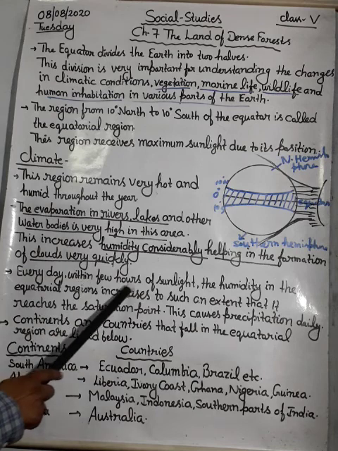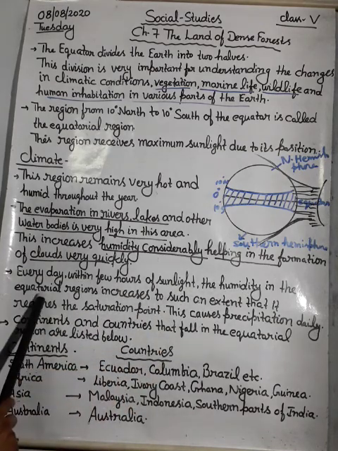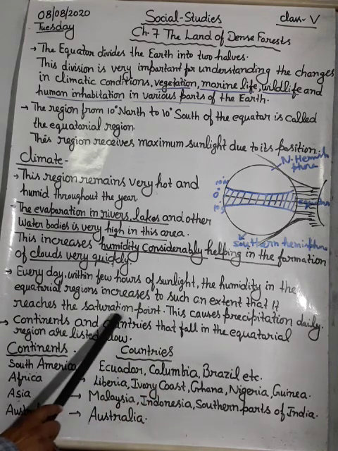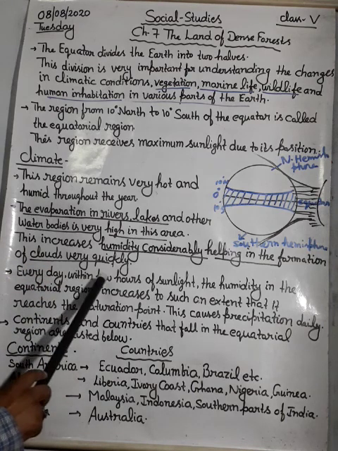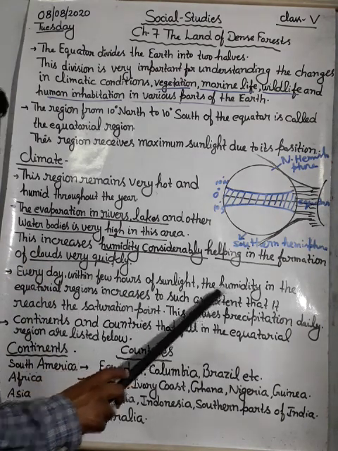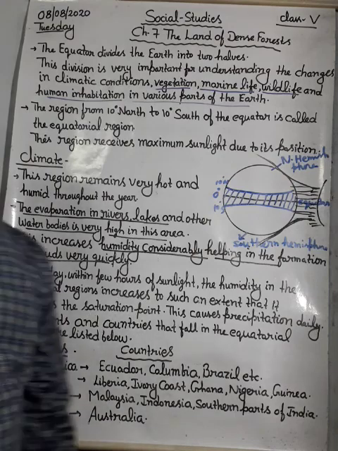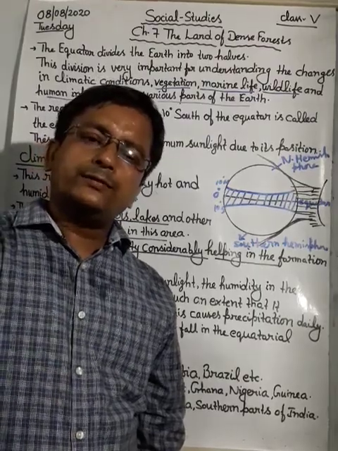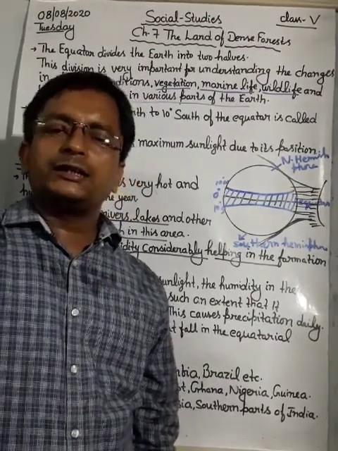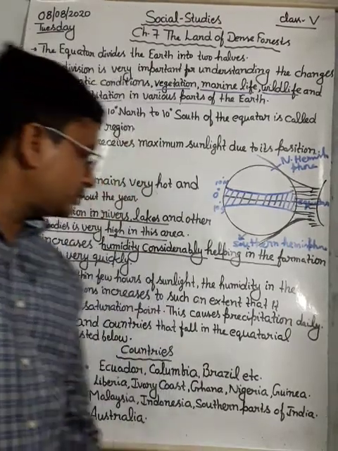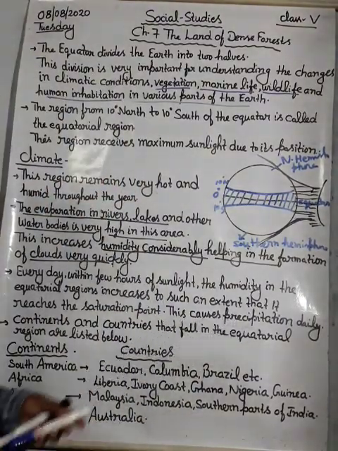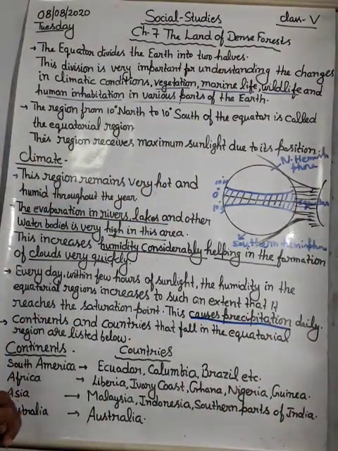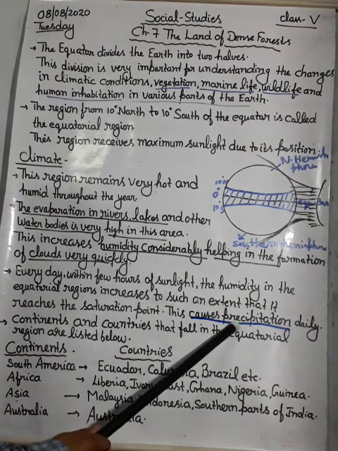Every day within a few hours of sunlight, the humidity in the equatorial region increases to such an extent that it reaches the saturation point. Dear student, this happens because of the availability of water. When sunlight falls on this region, water gets evaporated and there is too much humidity, and after that this causes precipitation. Precipitation means rainfall.